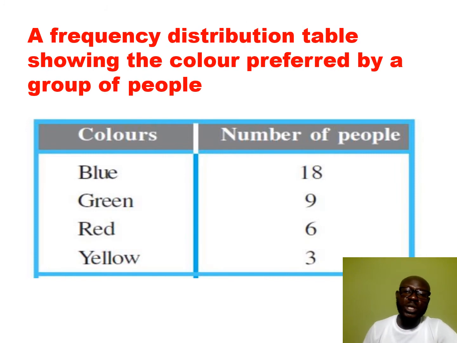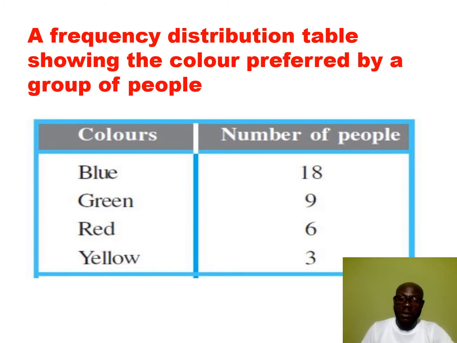Another frequency distribution table showing the color preferred by a group of people. So as you can see on the display screen, we have the number of people. They are interested in blue colors. 18 people are interested in blue colors. So the number of people depicts the frequency. Then the colors show what? The objects. So 18 people prefer blue colors.